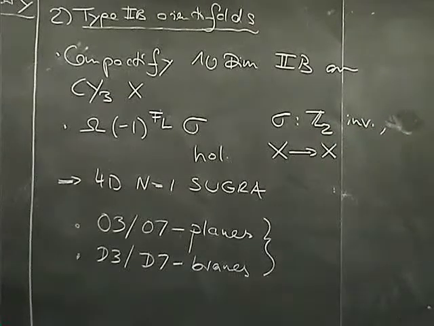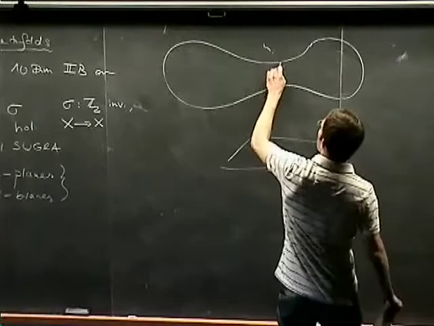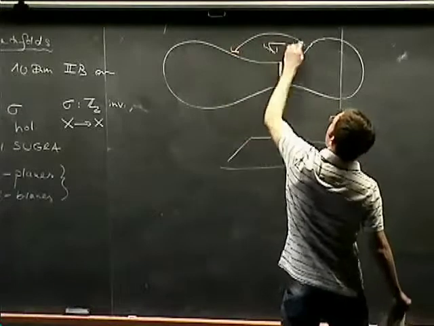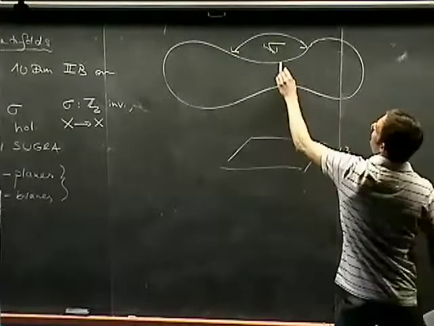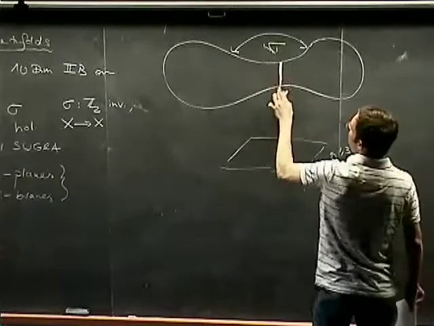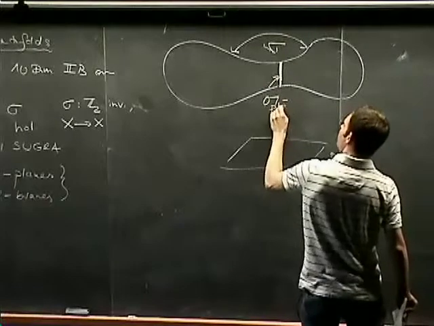So the idea is that we have some Calabi-Yau 4-fold compactified down to R^{1,3}. We have some orientifold involution sigma mapping this 4-fold. Did I say 4-fold? 3-fold. Mapping this 3-fold to itself. The orientifold plane is the fixed point set. So this is, in this case, for example, the O7 plane.